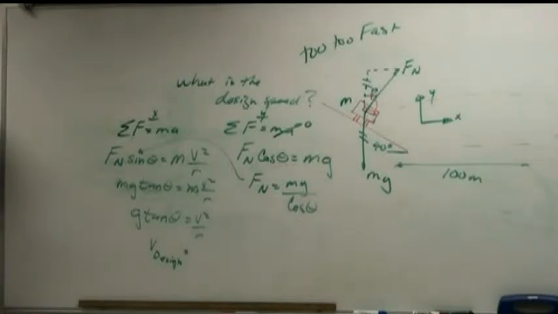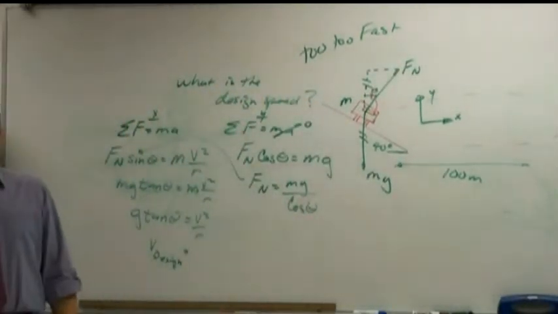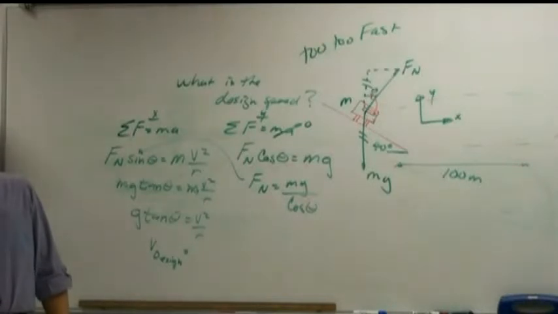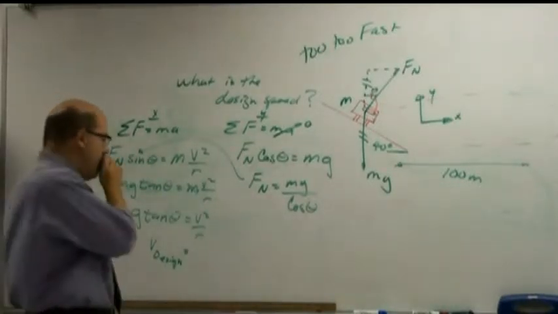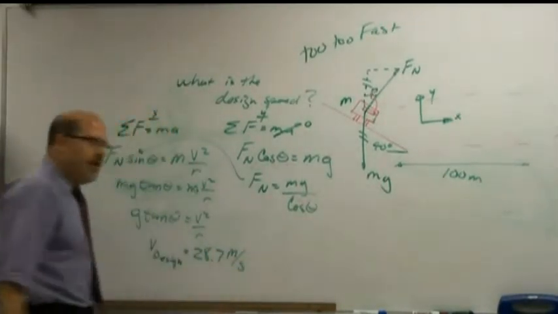Okay, well, he separated X and Y. 9.8 times 100, with the angle in degrees. Yep, 28.7 meters per second. Okay, that's not very fast. Because 45 meters per second is 100 miles an hour, so we're maybe at 60 miles an hour. What did I say, 28.7, is that right? Yeah, meters per second. Okay, there's our design speed.